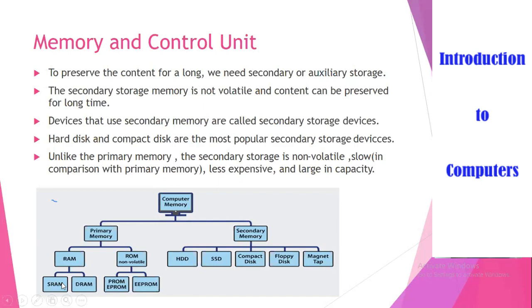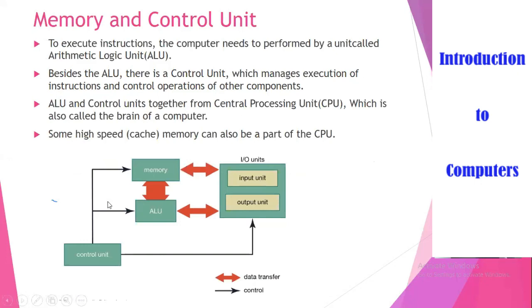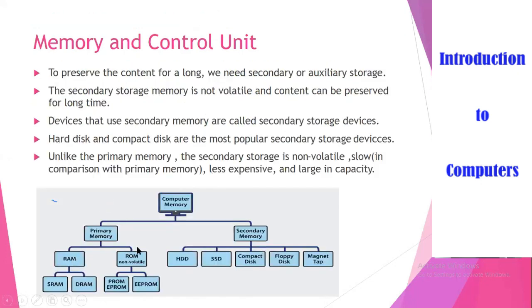Then there are two types of RAMs. One is SRAM and the second is DRAM. S stands for static and D for dynamic. So there are static RAM and dynamic RAM. Then for ROM, we have PROM, EPROM, and EEPROM. PROM is programmable read only memory. Once we write something on it, we cannot remove that. That is saved on a permanent basis.